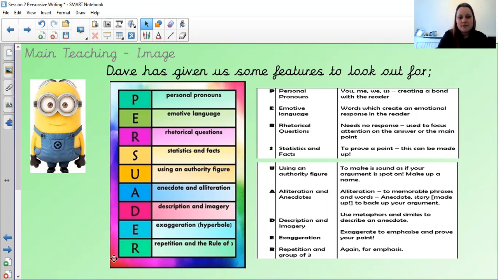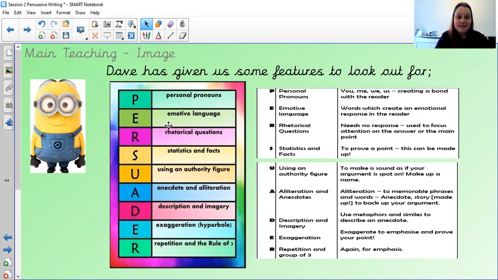So here we've got PERSUADER. So this is something that can help us remember all of those persuasive features. So the P stands for personal pronouns. So quite often in persuasive texts, the writer will use personal pronouns. And those are words like you, me, we, or us. So it's creating a bond with the reader. It's bringing us all together as one. So instead of saying lots of I's, they quite often say, we need to do something, or you must believe. So it's using personal pronouns.